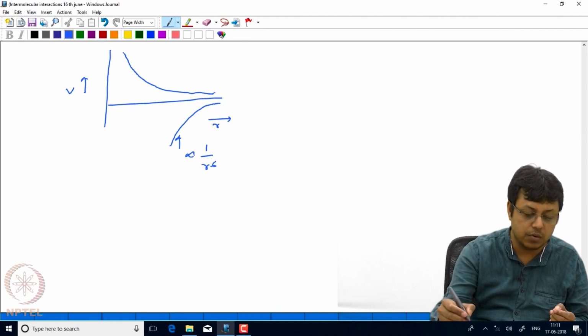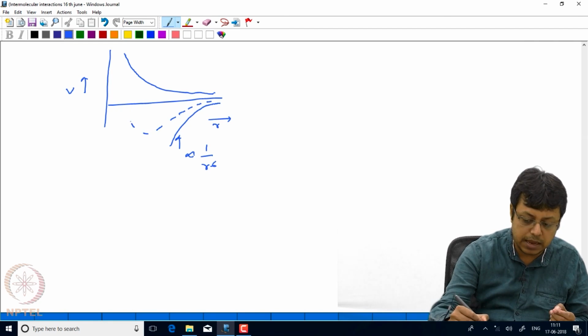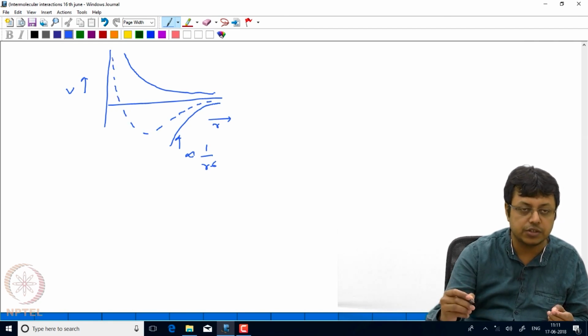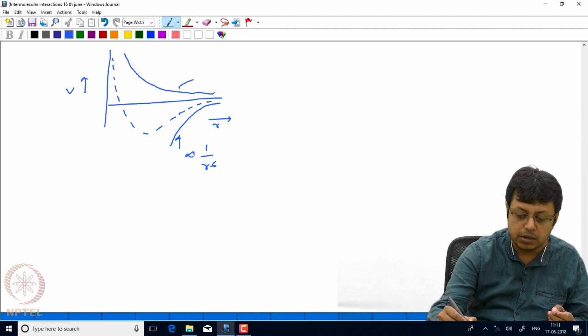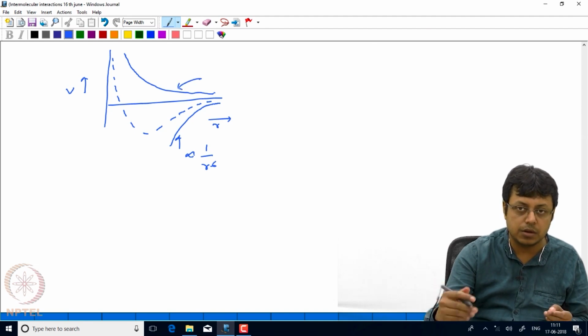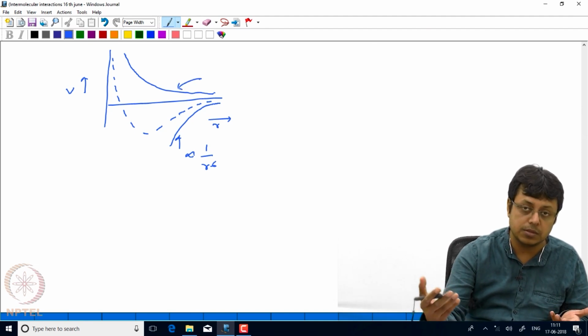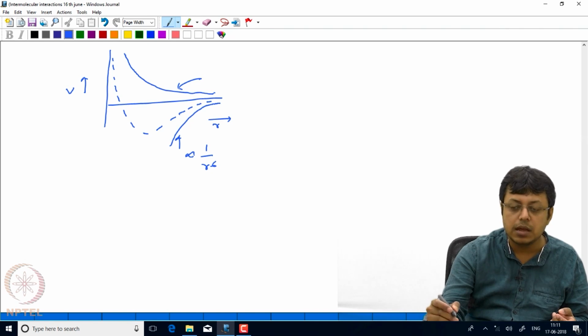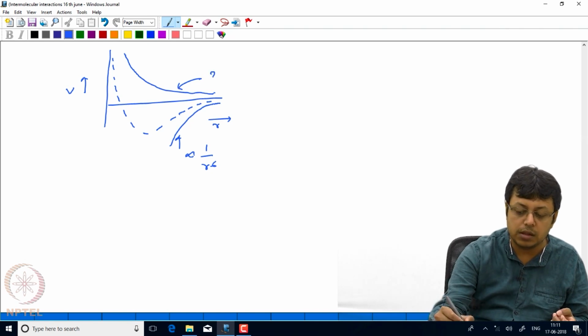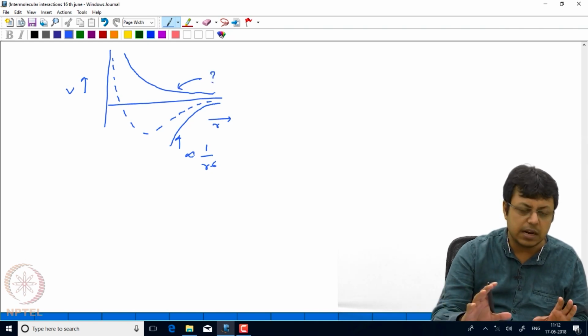So as a result, what we will see here is that the overall interaction will be something like this. So this is the overall interaction between two atoms or two molecules. It can be between two atoms also, say two helium atoms. Now the question is, how do you model this repulsive interaction? Now there have been many models.